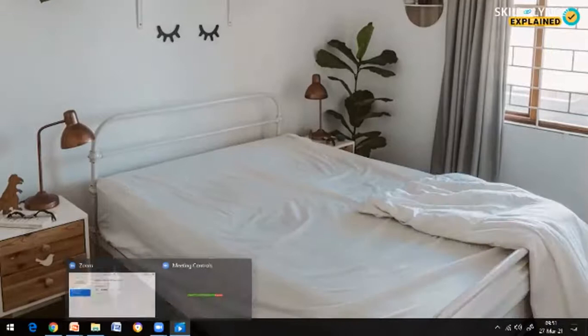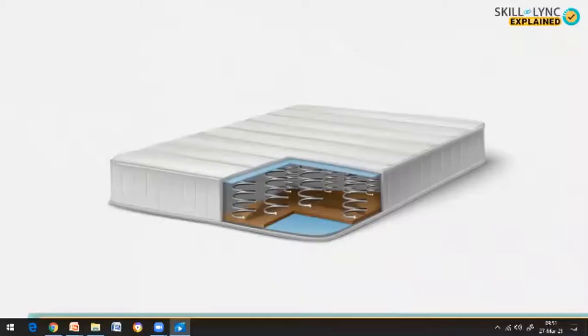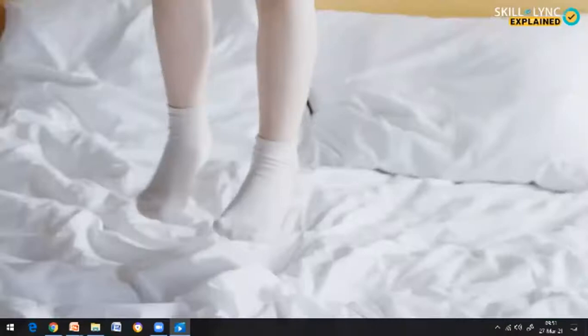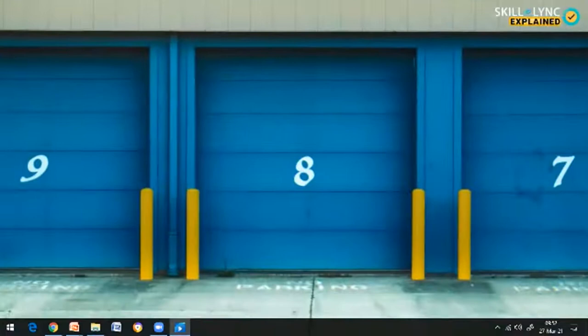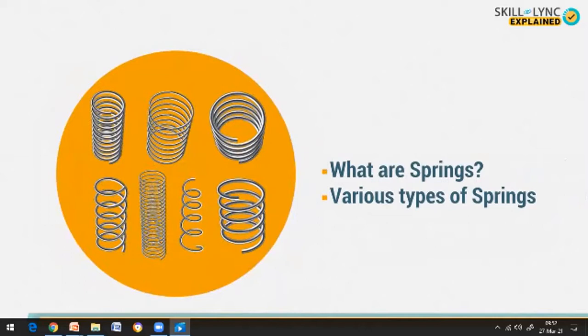The beds are made more comfortable by the filler material that is used, and sometimes they also use springs in them. When we push on these springs, they get squeezed, and when the pressure is released, the spring is restored back to its original shape. We don't actually realize it, but a lot of our daily use items have springs in them. These include things like our watches, remotes, automobiles, garage doors, and a lot of other items. In this video, we will explain what springs are and what their various types are. We will further discuss each of them in detail.